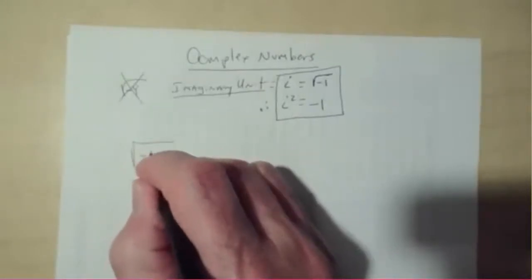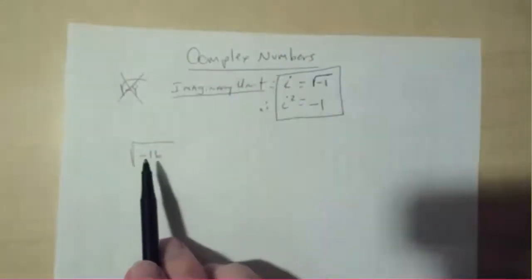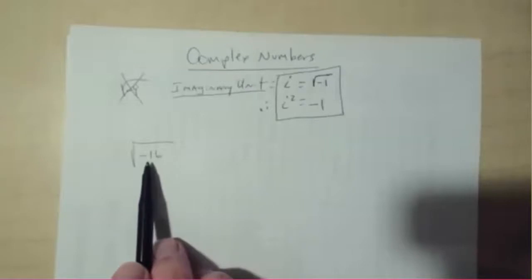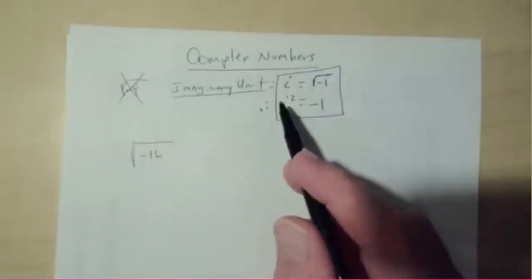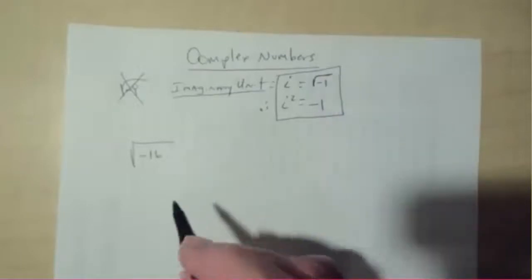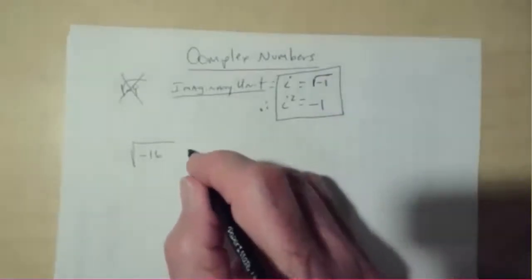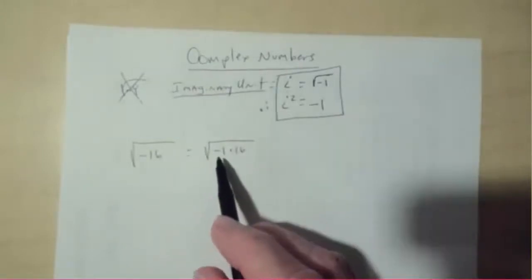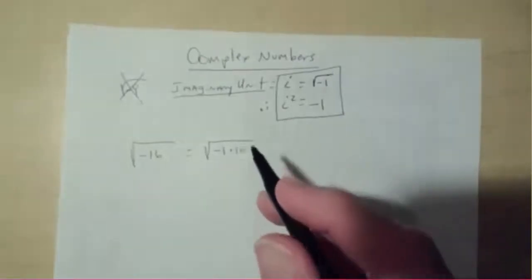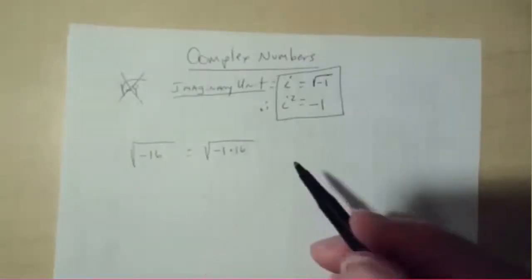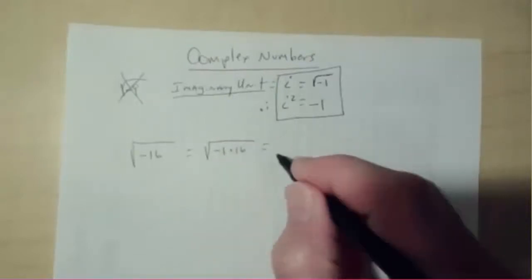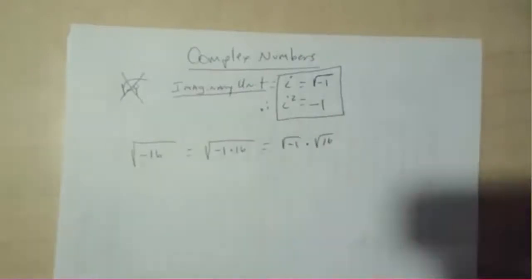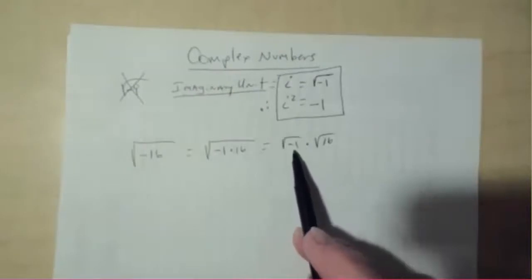So what if we have this? The square root of negative 16. Now, before we said the square root of a negative number was undefined. But we have to have a way of dealing with this. Now remember, i is the square root of negative 1. So this is going to equal the square root of negative 1 times 16. Now we can break this up into the square root of negative 1 times the square root of 16.